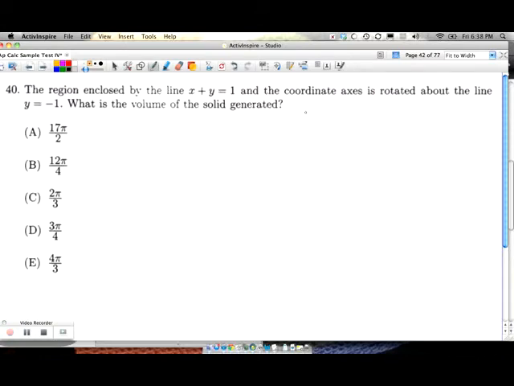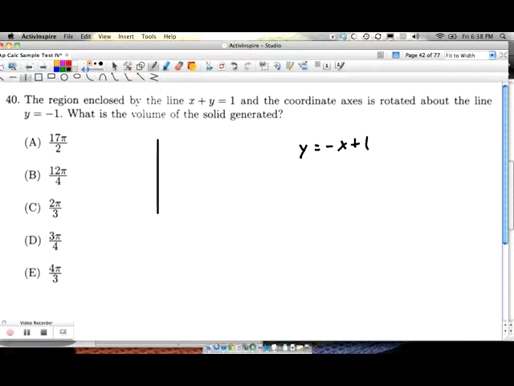Now I move. The region enclosed by the line x plus y equals 1 and the coordinate axes is rotated about the line y equals negative 1. What is the volume of the solid generated? Alright, well let's see what we got. That means that we have x plus y equals 1. That's the same as y equals negative x plus 1.